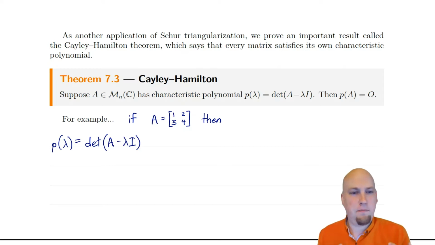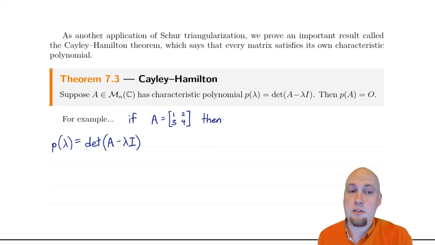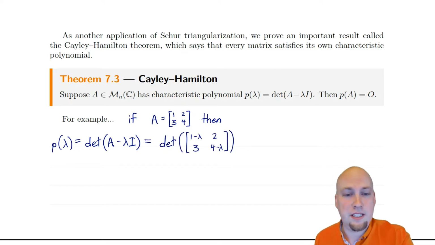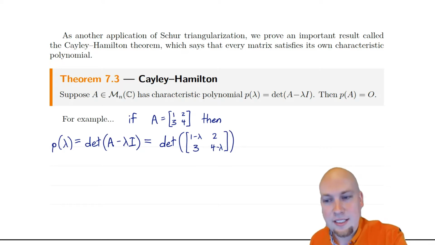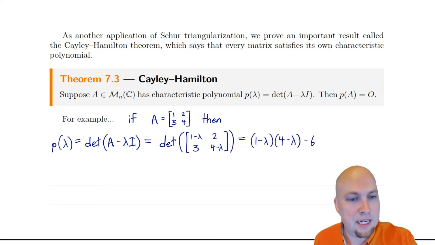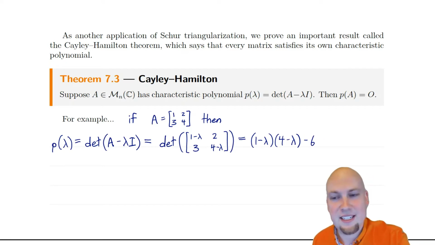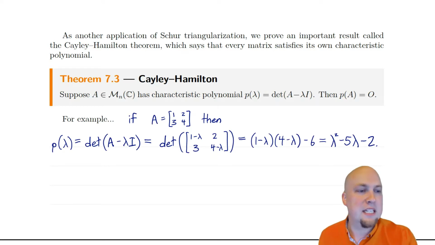Let's just pick some matrix randomly, say 1, 2, 3, 4. Let's construct its characteristic polynomial. You just take A, subtract lambda off the diagonal, take the determinant of that, and you're going to get 1 minus lambda times 4 minus lambda minus the product of the off diagonal, so minus 6. Then we expand it all out, and we're going to get lambda squared minus 5 lambda minus 2. So this is P, this is the characteristic polynomial.